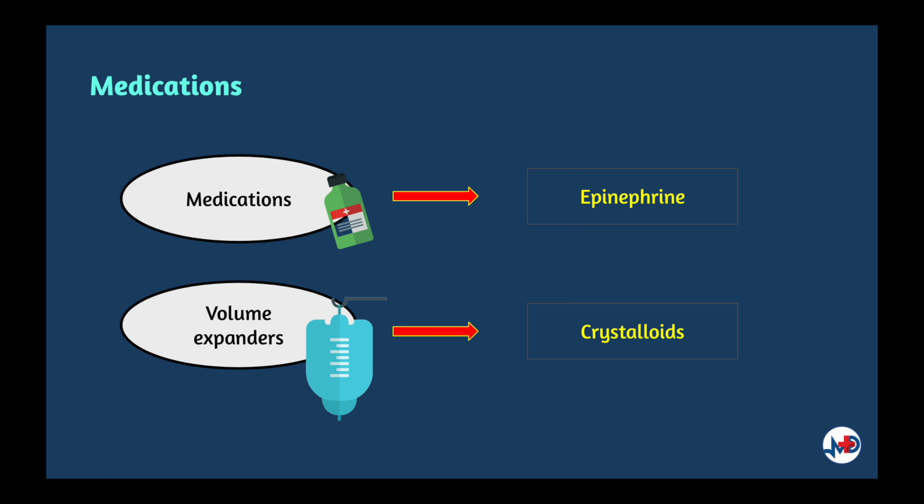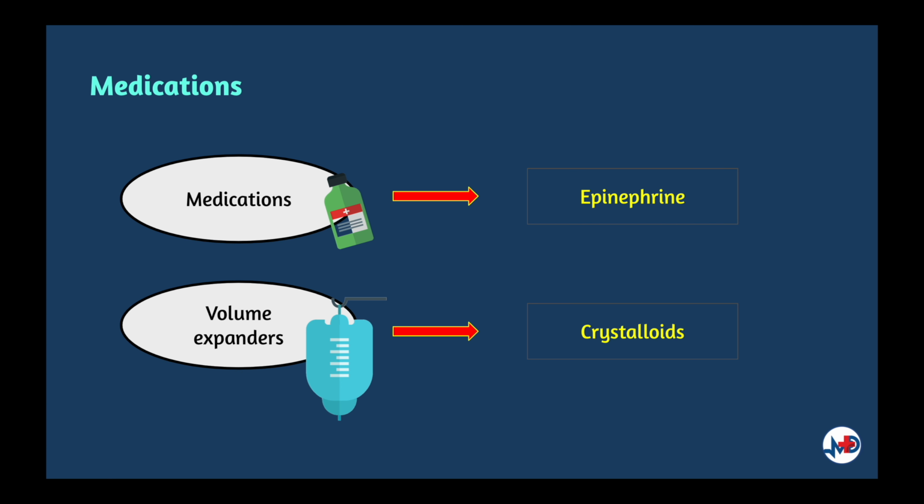Let's look at volume expanders. Volume expanders are reserved for situations in which blood loss has occurred or the infant is clinically hypovolemic. Isotonic crystalloid solution, such as normal saline or Ringer's lactate, is the volume expander of choice.